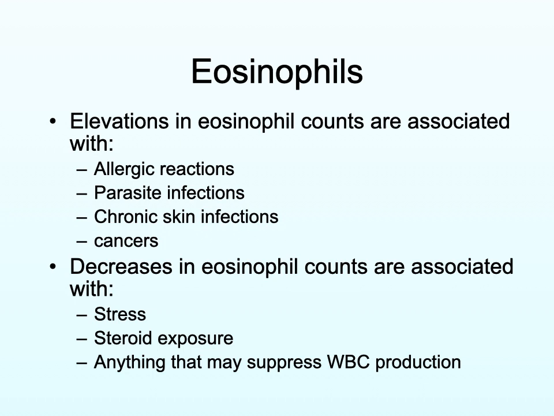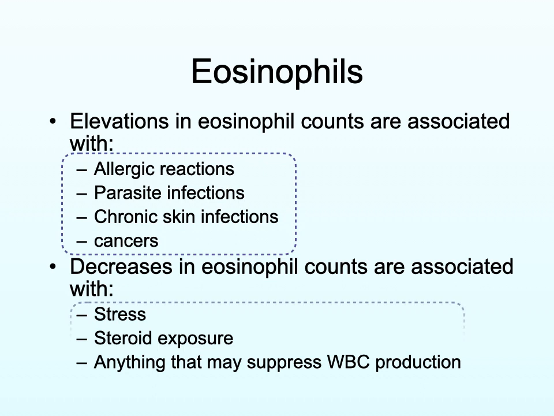The number of eosinophils in the blood circulation may increase or decrease. An increase in eosinophil counts is associated with allergic reactions, parasite infections, chronic skin infections, and cancers, while a decrease in eosinophil counts is associated with stress, steroid exposure, and anything that may suppress white blood cell production.